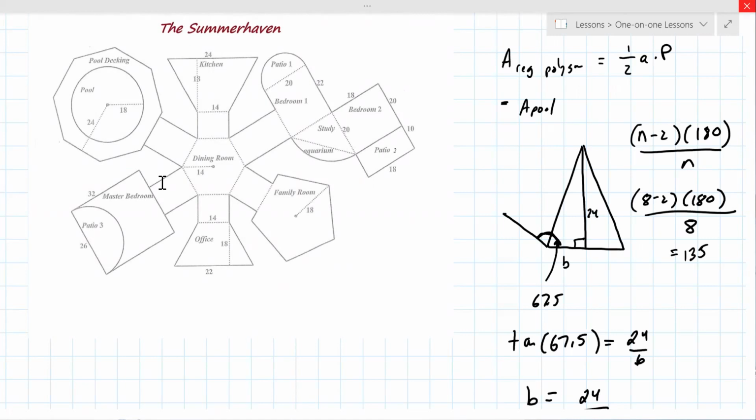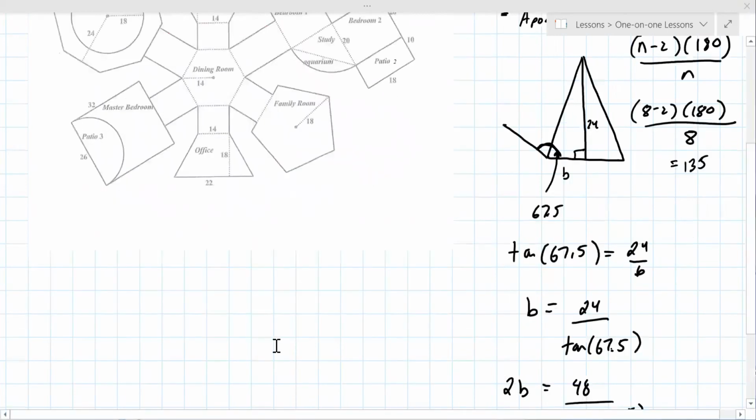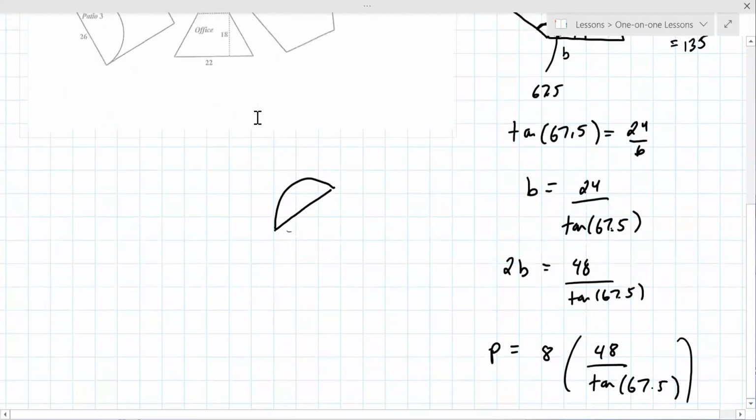All right, so we're up to patio 1. Patio 1 up here is a half circle. Its diameter is 20, so that means that the radius is equal to 10. So the area of a circle is pi times r squared, but since it's a half of that, we just do that.